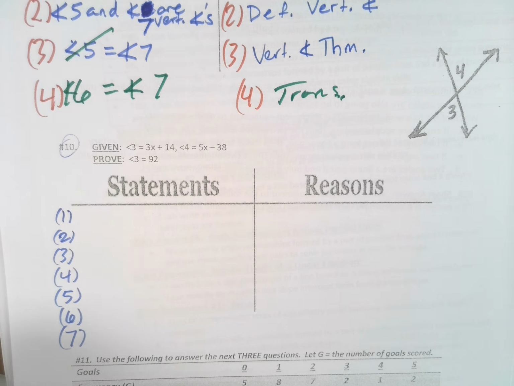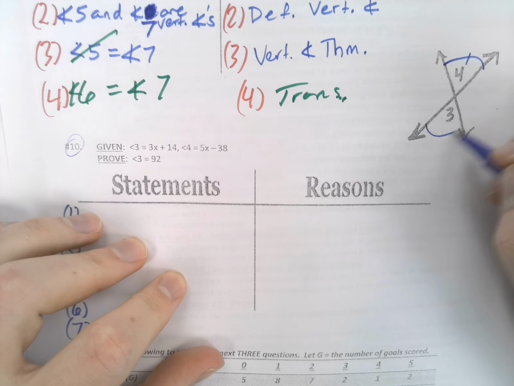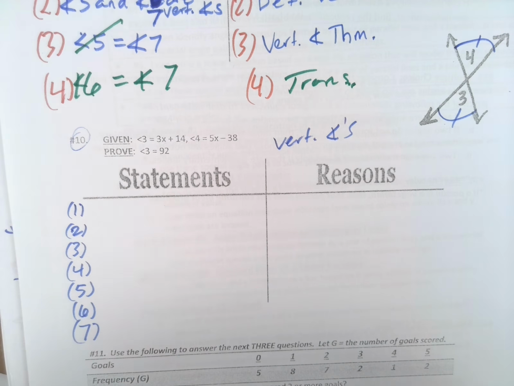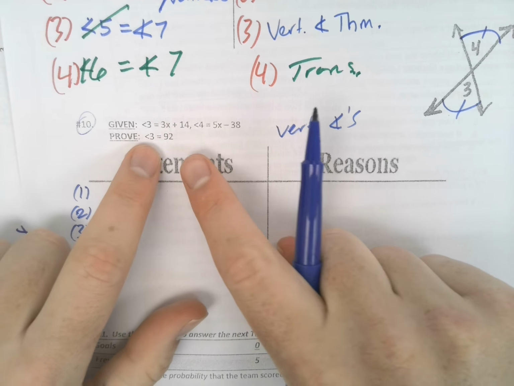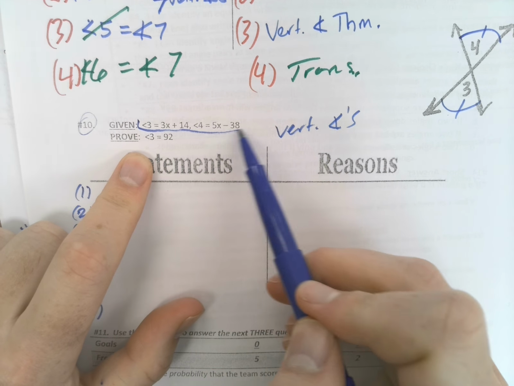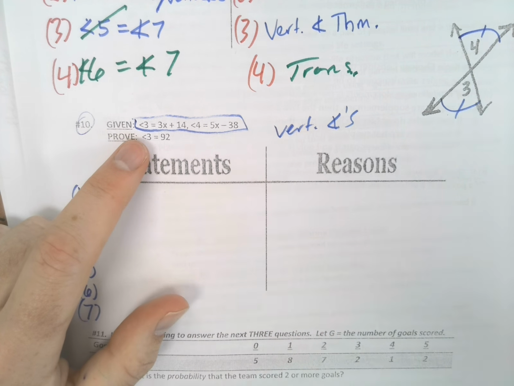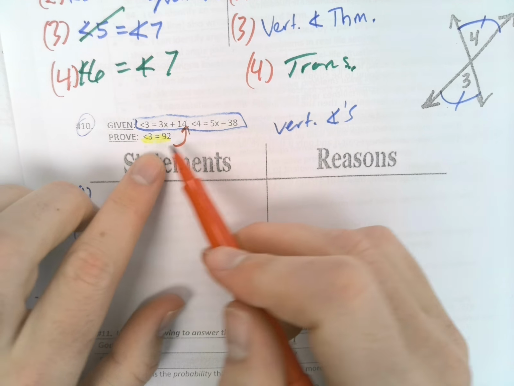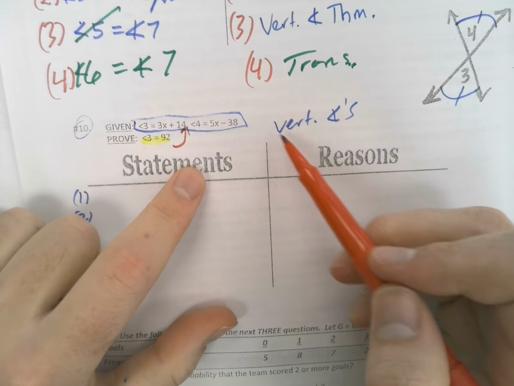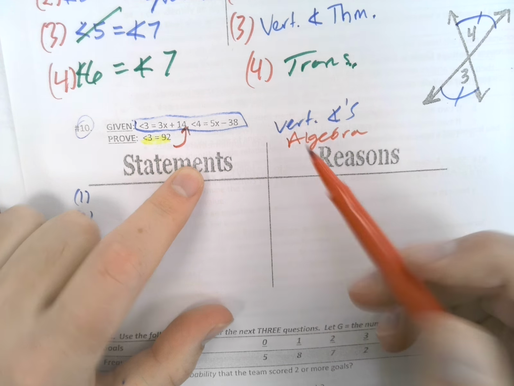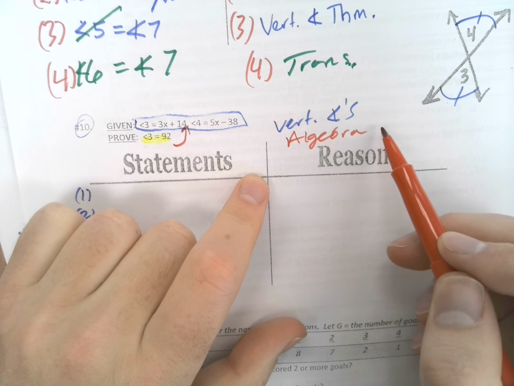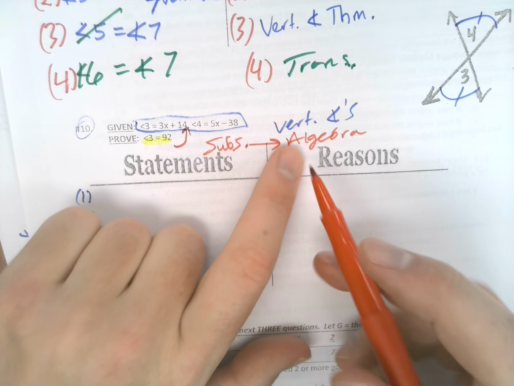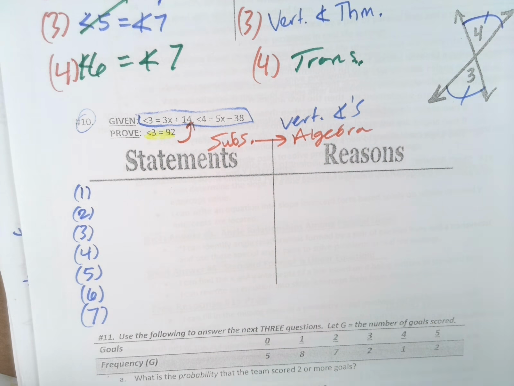Number 10. Once again, we've got ourselves some vertical angles. Now, they don't tell us that. And we're also going to have to be a little bit more creative with what we need to prove. Check it out. Instead of saying this angle equals that angle, we're trying to say angle 3, so this angle, is really 92. That means this is going to be some algebra. We got some algebra going on, and if algebra is going on, that means we've also got substitution. There's going to be some substitution going on as well as vertical angles.